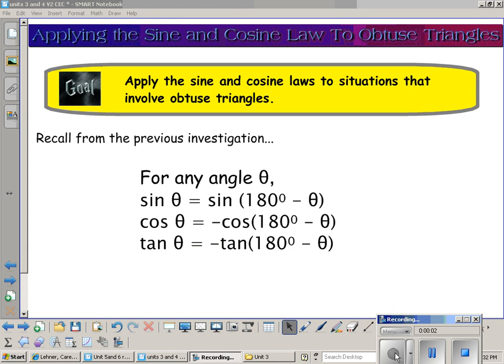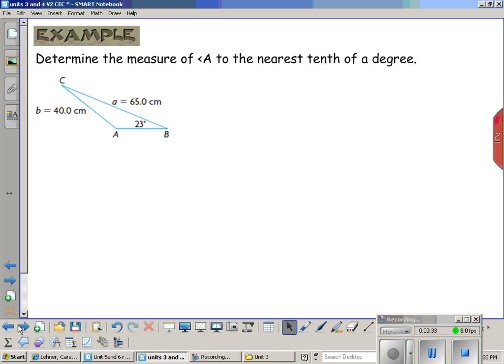In this lesson, our goal is to apply the sine and cosine laws to situations that involve obtuse triangles. If we recall from our previous investigation, for any angle theta, sine theta is equal to the sine of 180 degrees minus theta. Cos theta is equal to the negative cos of 180 minus theta, and tan theta is equal to the negative tan of 180 minus theta.